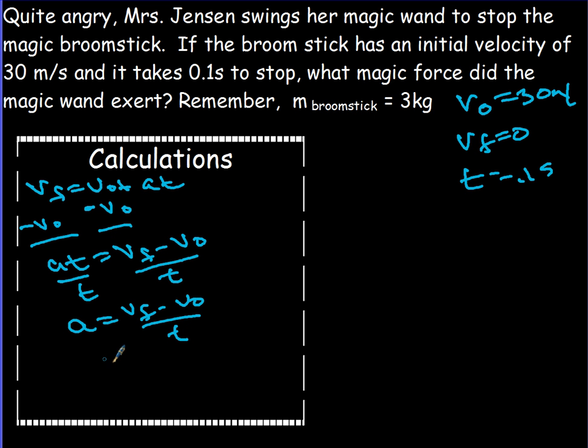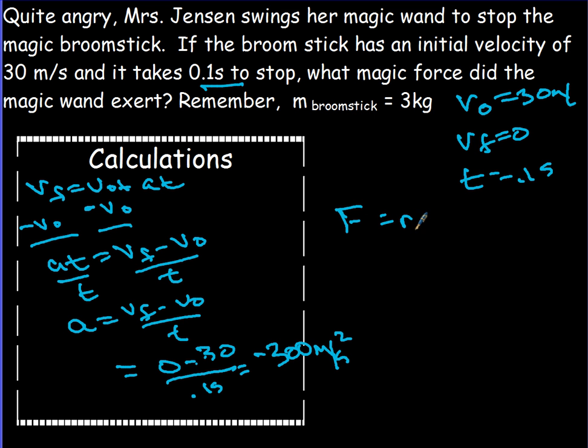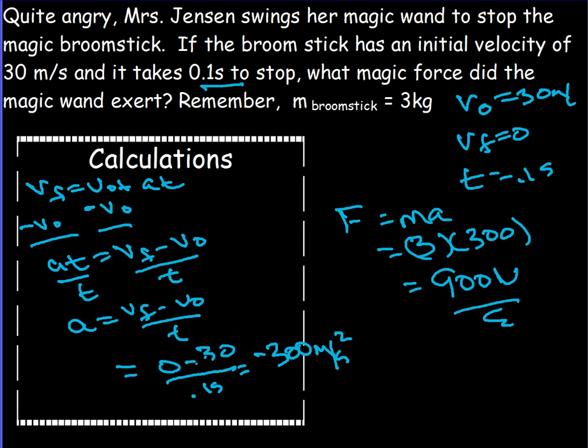So let's do this calculation real quick. This is 0 minus 30 divided by the time, 0.1. So the acceleration is negative 300 meters per second squared. So what was the magic force? F equals ma. Okay, the broomstick had a mass of 3 kilograms. You have an acceleration of 300 meters per second squared. 900 Newton force. Wow, she was mad.